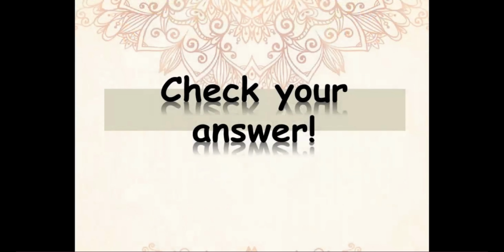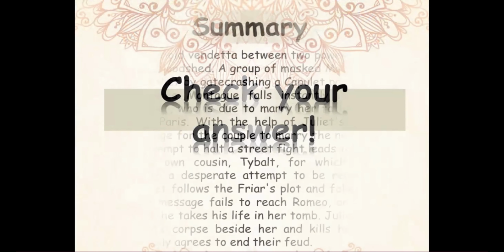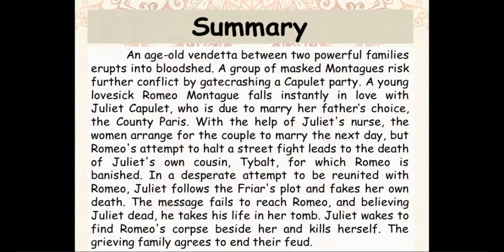Alright, so now let's check your answers. Your summary may be in a different form, but I just want you to see what a synopsis should look like. So let's see. An age-old vendetta between two powerful families erupts into bloodshed. A group of masked Montagues risk further conflict by gate-crashing a Capulet party.